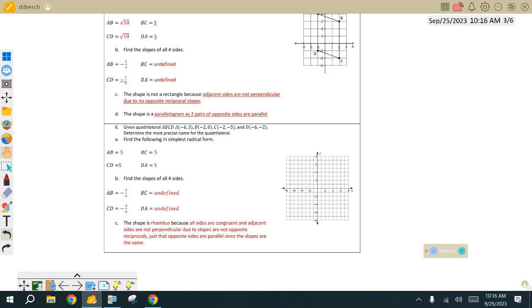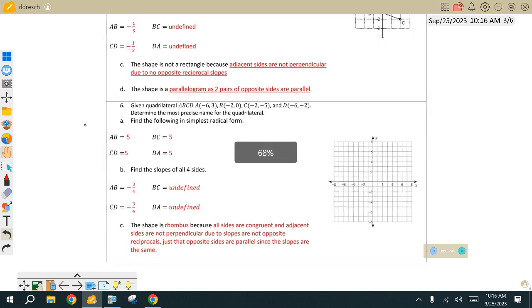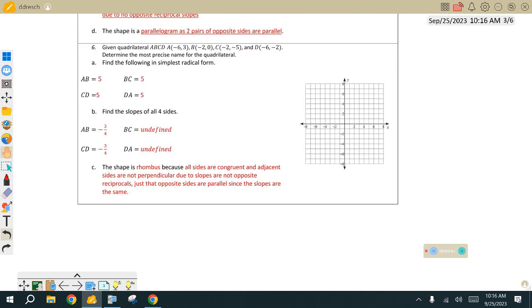First thing I did when I made my answer key is I plotted out that picture. So 6A is what we're going to look at here. Negative 6, 3. And then negative 2, 0. Negative 2, negative 5. And negative 6, negative 2. All right. So first thing I'm doing again is getting that visual out there. And 6A is asking about lengths. Those lengths start to narrow down what we've got going.